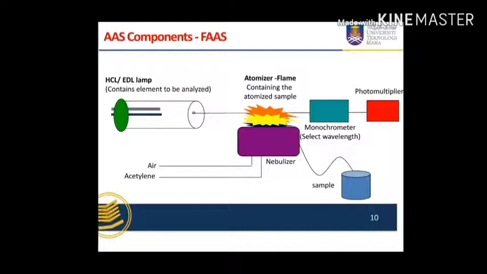Basically, we have a few components of AAS, which are the lamp, atomizer, monochromator, and detector. We will learn the function of each instrument one by one.